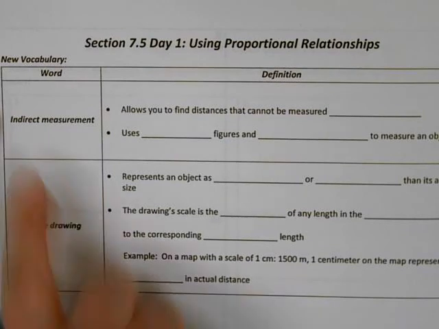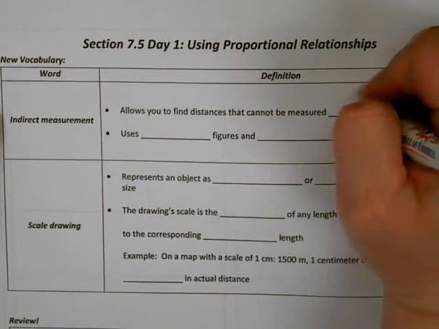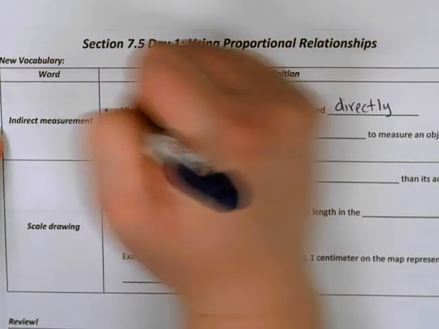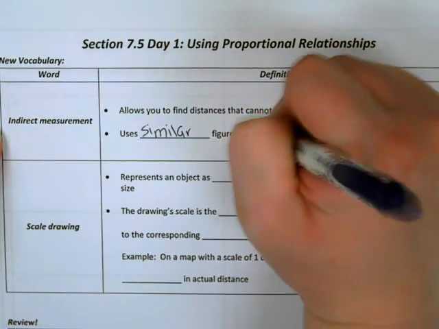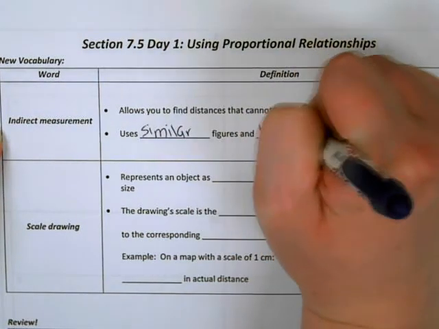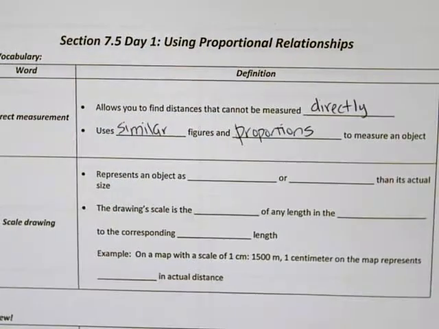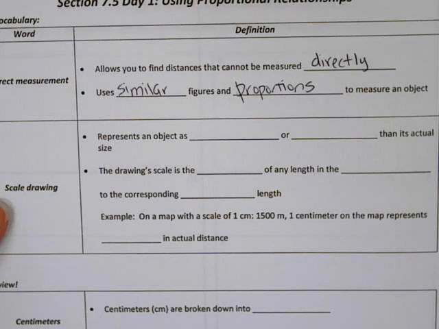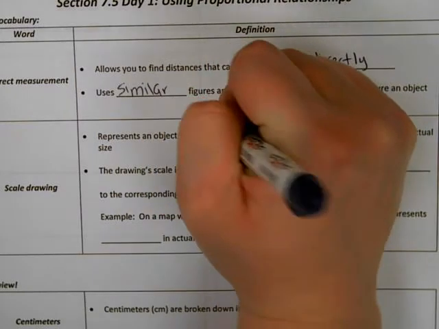So the first thing we have to talk about is indirect measurement. This allows you to find distances that cannot be measured directly, and it uses similar figures and proportions to measure an object. This is done mainly with scale drawings, which I'm sure you've seen before. But this represents an object as smaller or larger than its actual size.